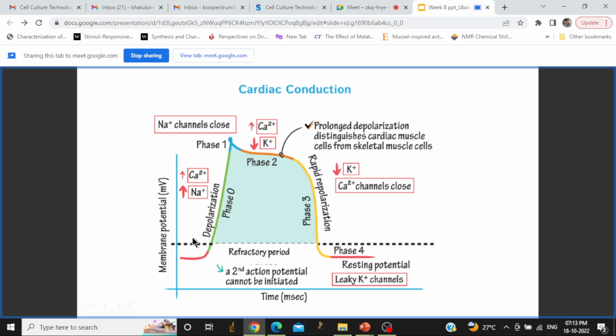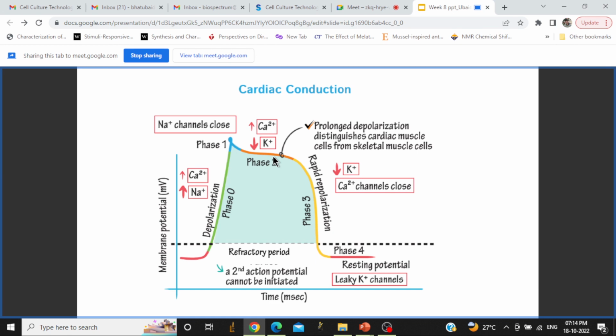Here this red line is called phase 4, or the resting membrane potential, and the depolarization is called phase 0. When this depolarization occurs, there is another phase in which the sodium channels get closed, and the depolarization stops. Then another phase starts, which is phase 2, also called the plateau phase. Here no change occurs.